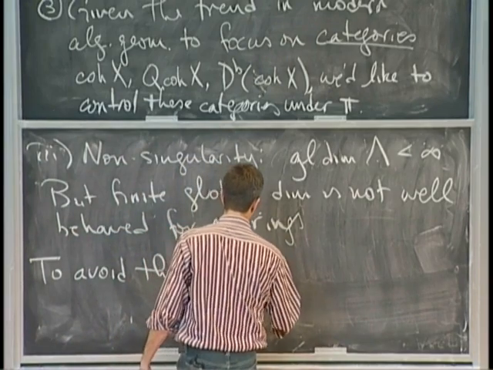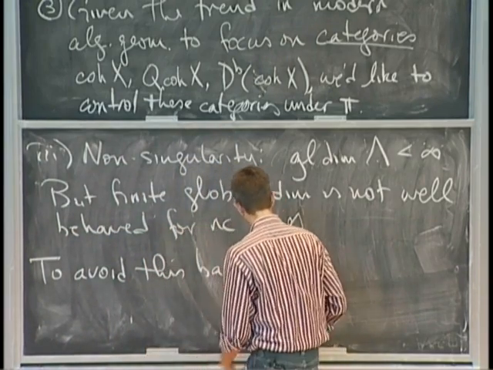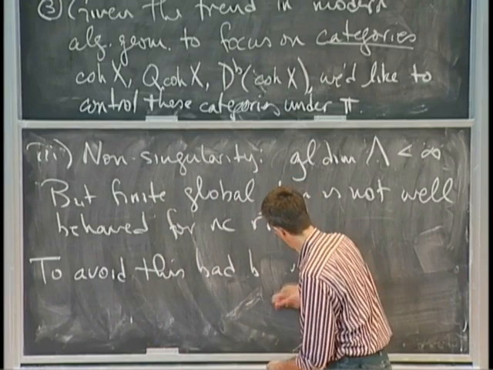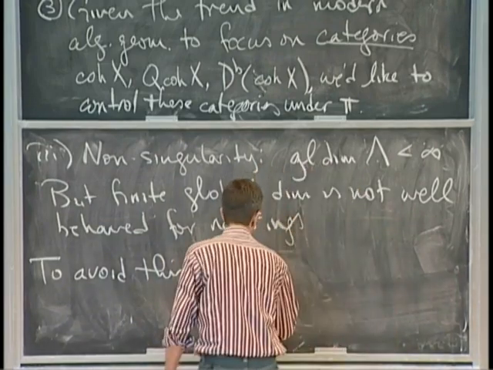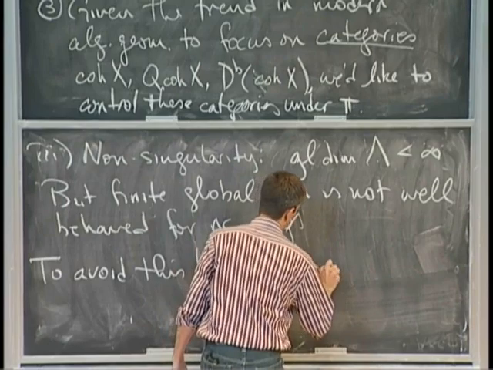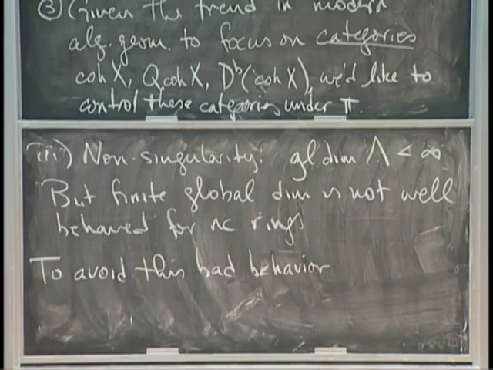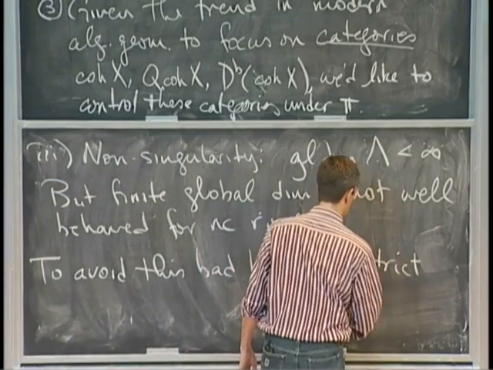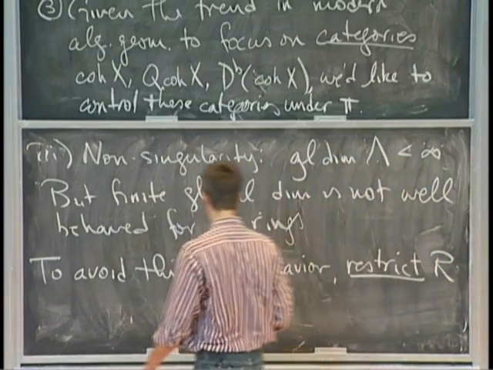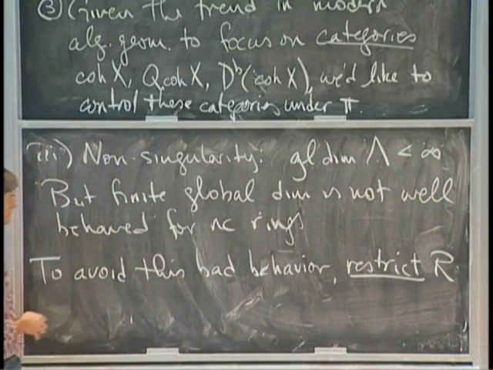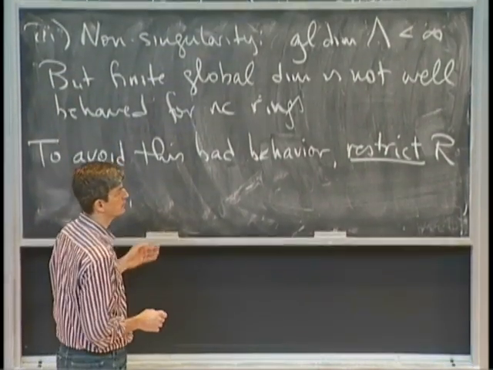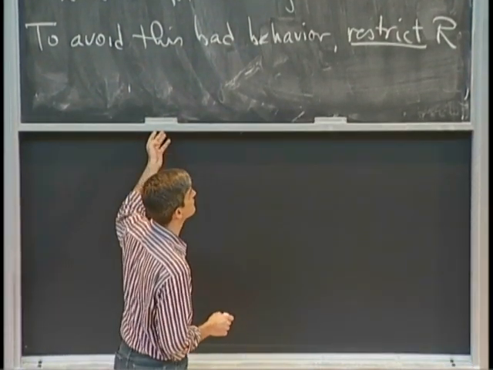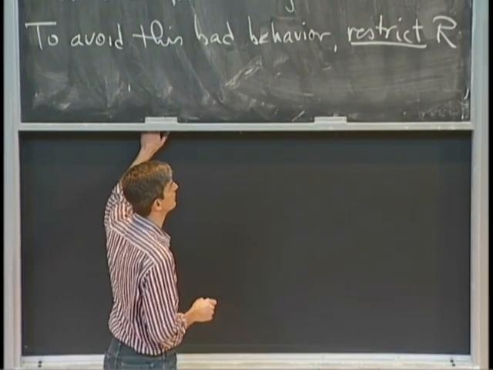So to avoid this bad behavior, rather than trying to strengthen the property, though I'll do that too, I want to just restrict to the rings that I allow. Restrict both R, and lambda in a second. So here are the new assumptions on my ring R, which has had essentially no assumptions so far.